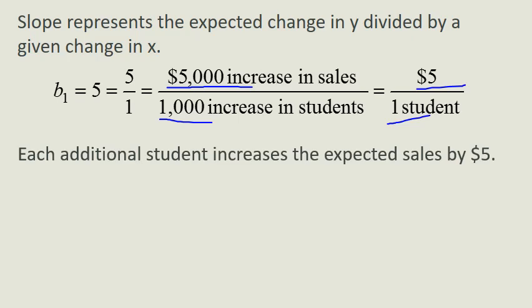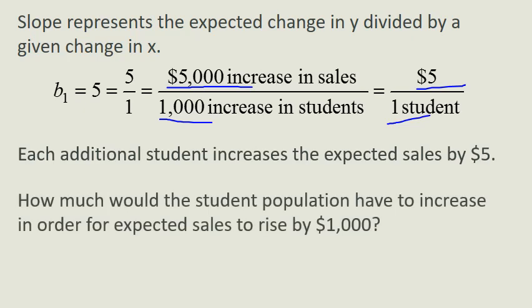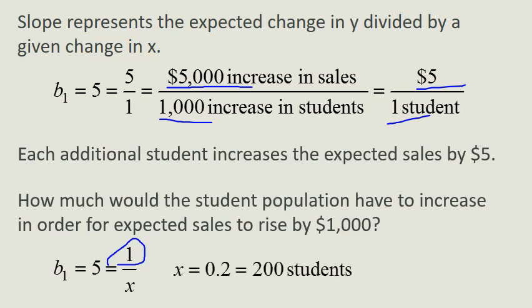We can also ask questions like this one. In order for expected pizza sales to increase by $1,000, the student population would also have to increase, but by how much? We just need to analyze the slope coefficient. The slope is equal to 5, which is equal to the change in y over the change in x. We want a change in y of 1, or $1,000. Therefore, we can solve this equation to find the change in x must be equal to 0.2, or 200 students.